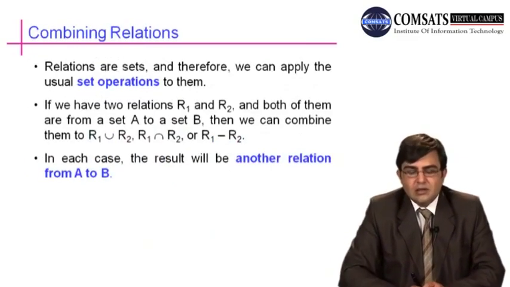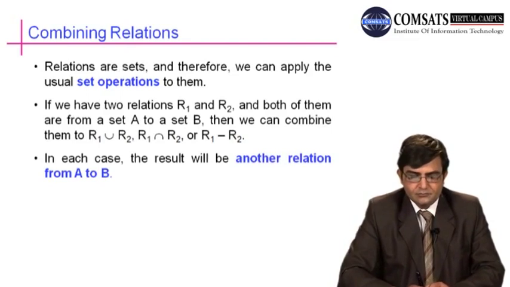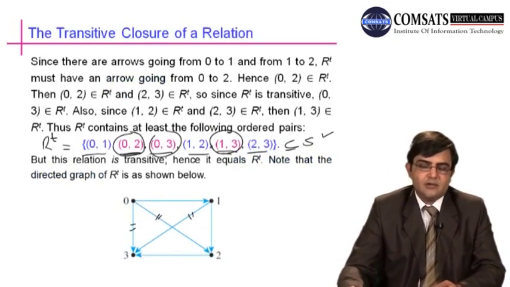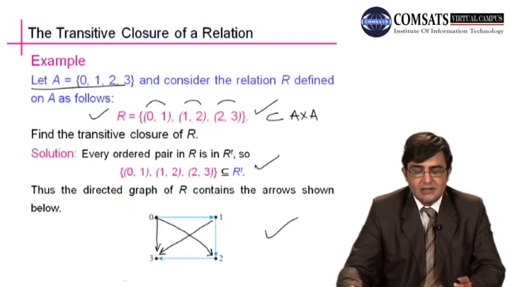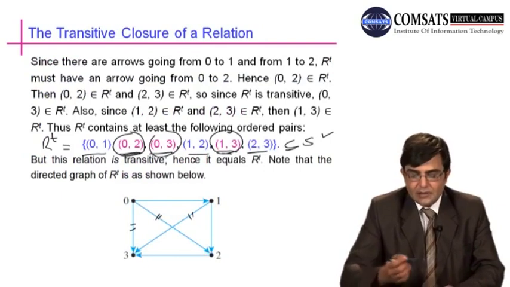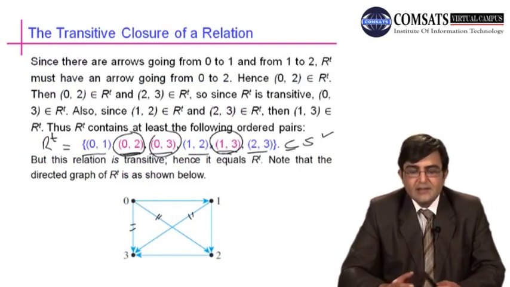Now, how to combine the relations? Relations are basically sets which contain ordered pairs. Basically R is a subset of A cross A, as we have discussed in the transitive closure of a relation, and RT is also a subset of A cross A.